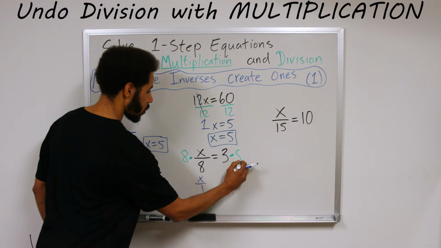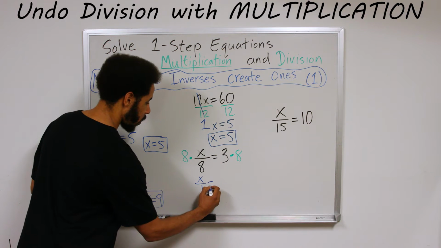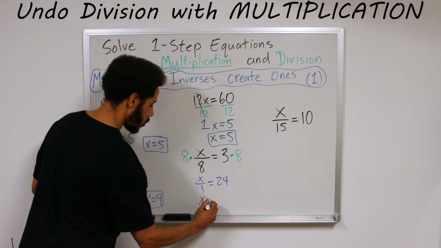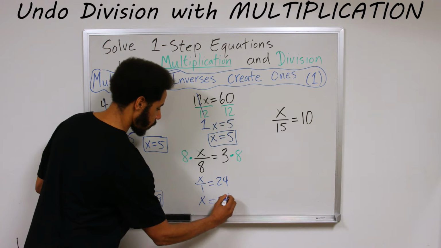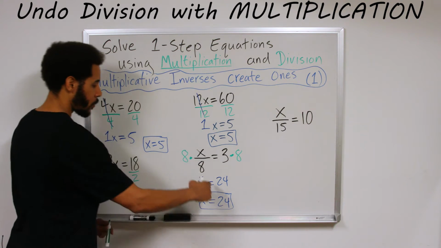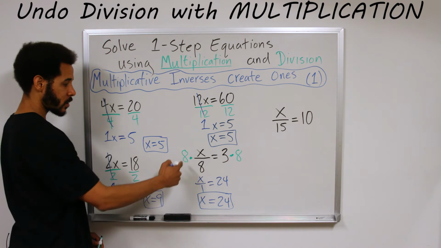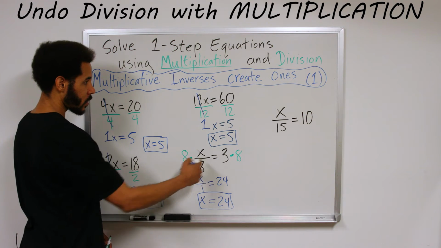Do the same thing over here. X divided by 1 equals 24, which means x equals 24. And if I put 24 as my numerator of this fraction, 24 divided by 8 equals 3.